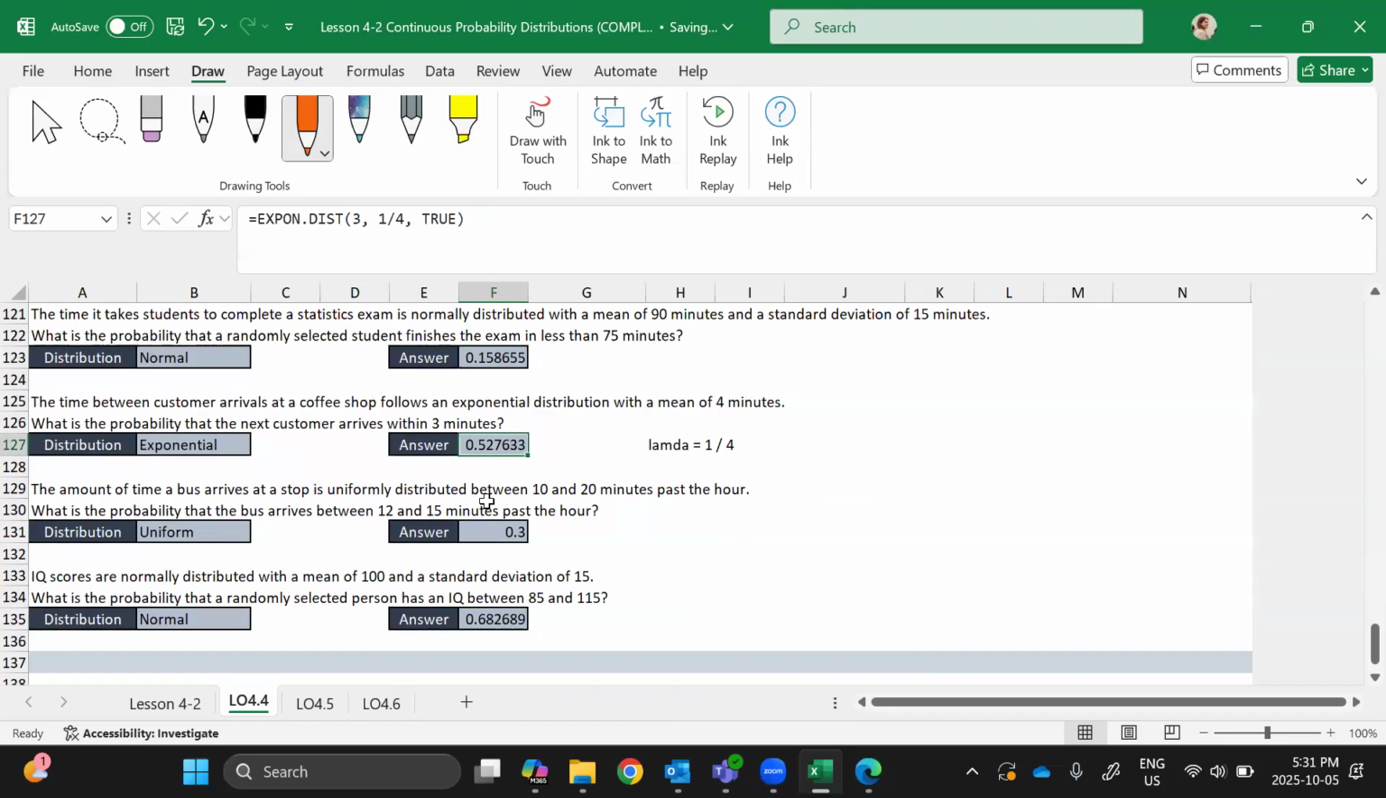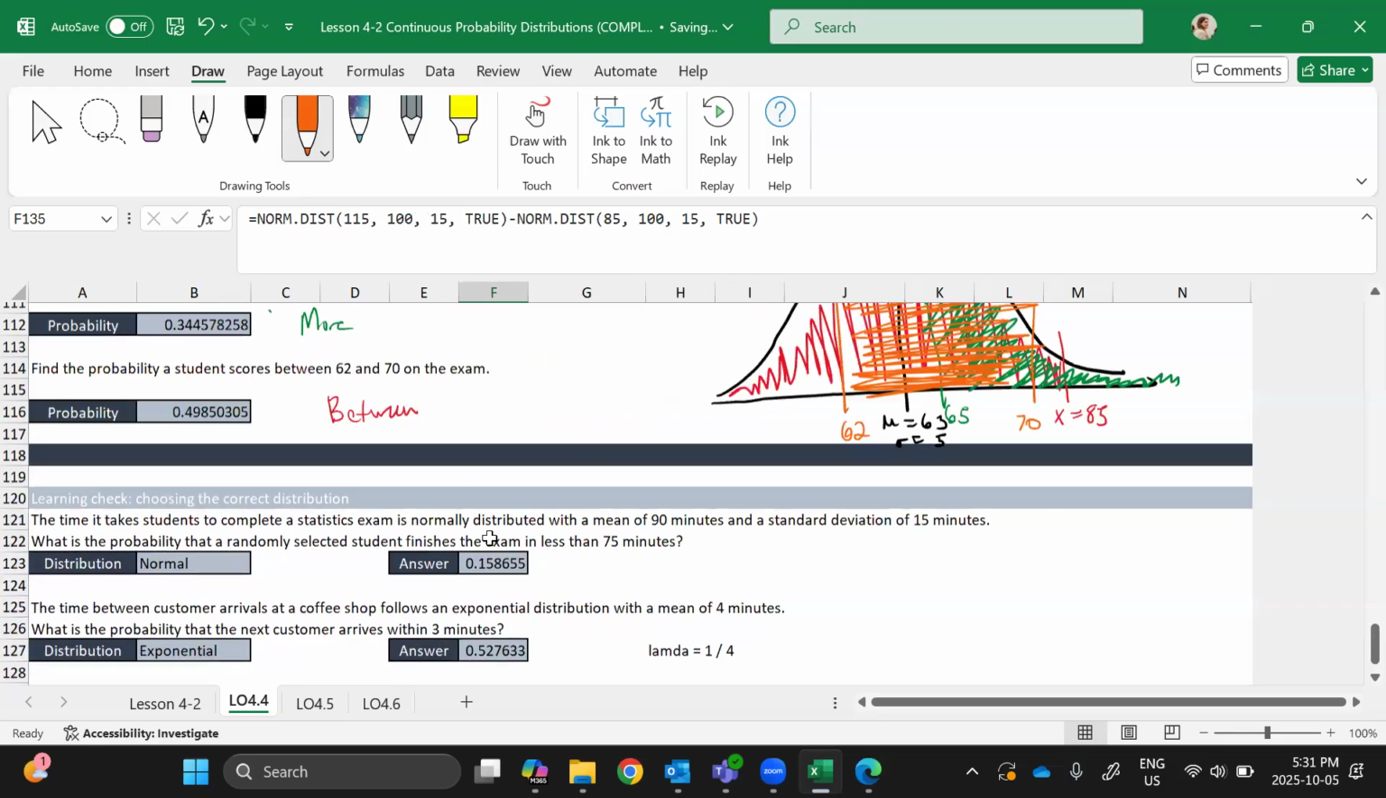So I will upload this spreadsheet. You can access it and download it from Moodle with the answers if you need to actually click in any of the cells to see the formulas.